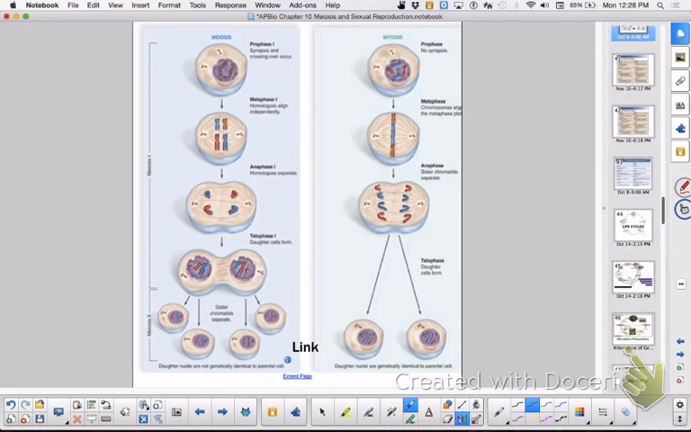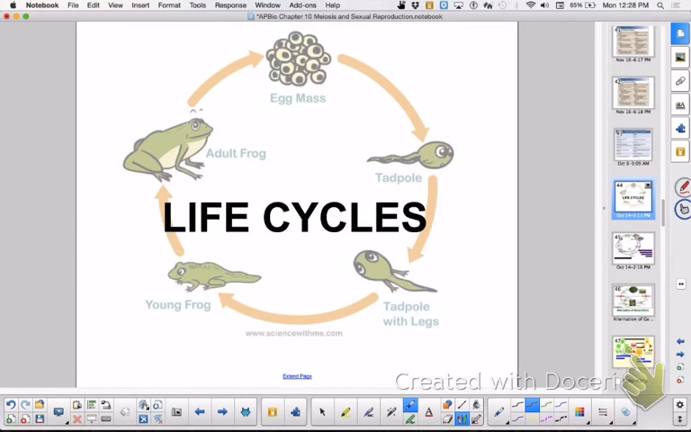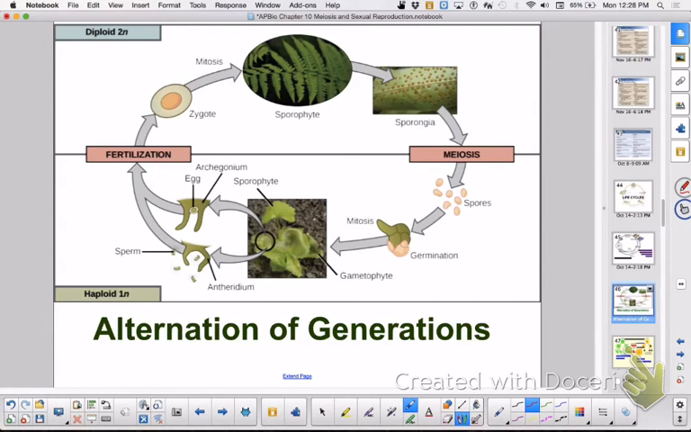Then we talked about life cycles. Do we do alternation of generations? Do we as humans, animals? No. Who does that? Plants. Fungi do that as well. So they have 2 generations.